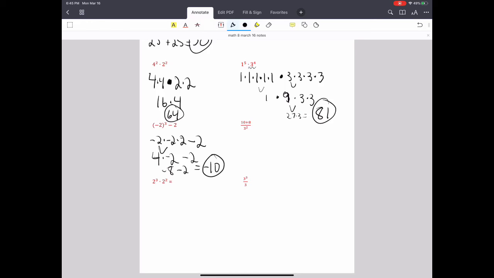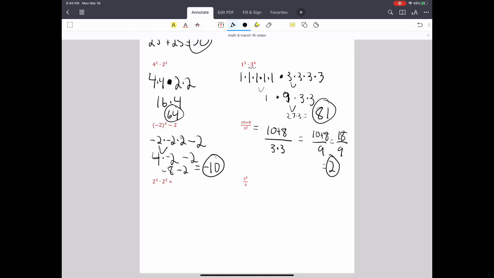This question right here, order of operations, we'll do the exponent first, so 10 plus 8 over 3 times 3, which will be 10 plus 8 over 9. 10 plus 8 is just 18 over 9, so that equals 2.